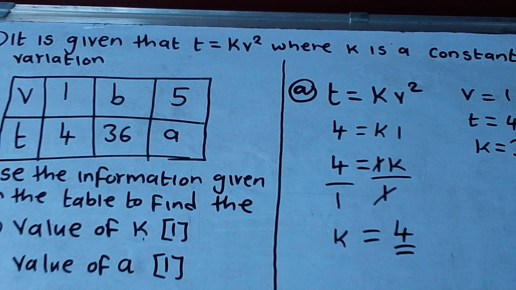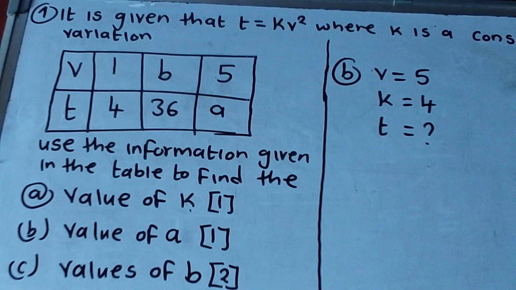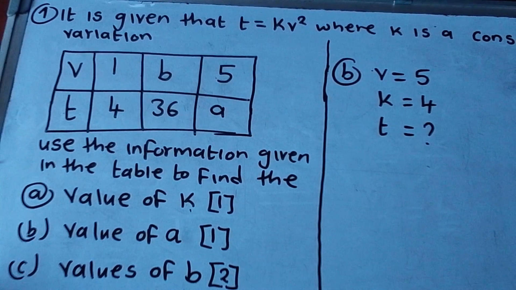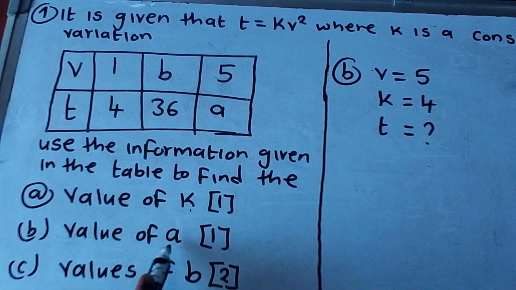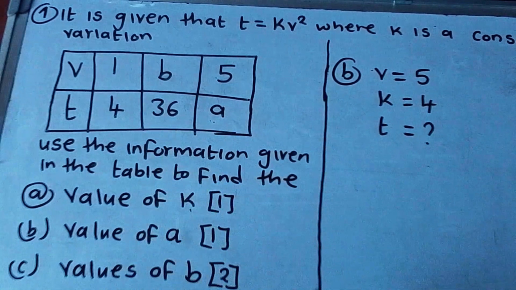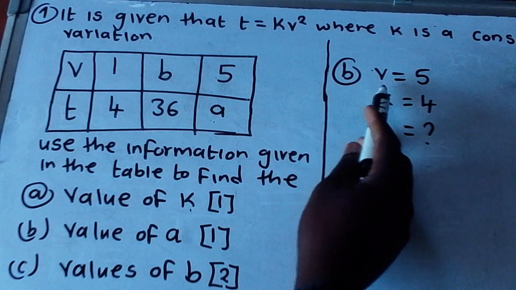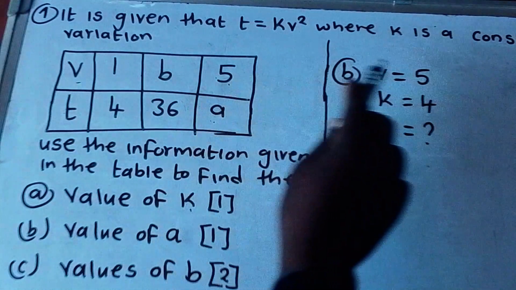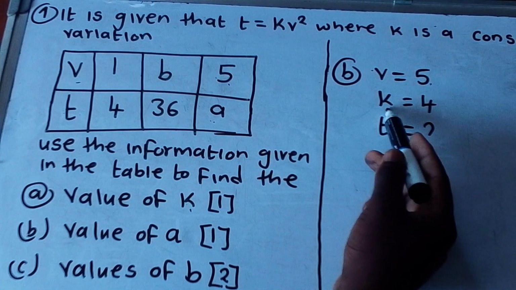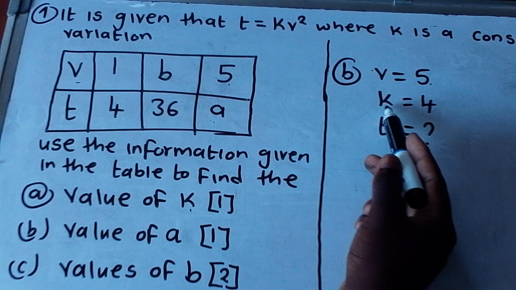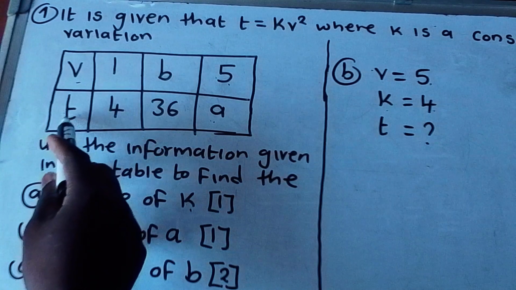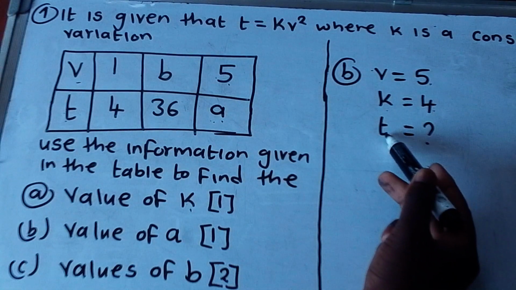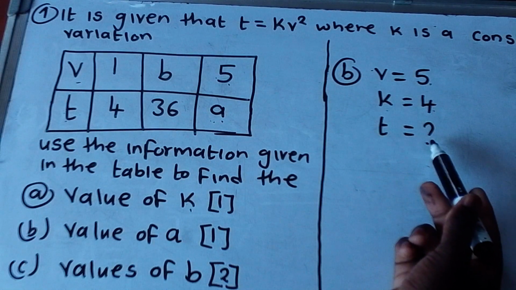So have you seen? We are now on question B, and question B says find the value of A, which is this one. And this is the data which you have. V is 5. And K, the answer we got in A, is equal to 4. And T, have you seen where it is? It is the question mark.